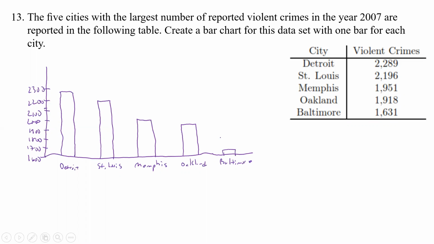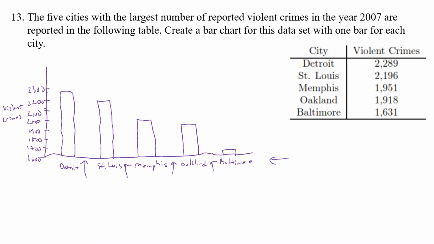Okay, and again, hand drawn, these aren't going to look good, but the key thing is we keep a space between our bars. We label what's on the x-axis, you know, our Detroit and so on, and then our y-axis, this is going to be violent crimes, and then we just make our numbering system here, and then it looks approximately equal to what we have from our table.